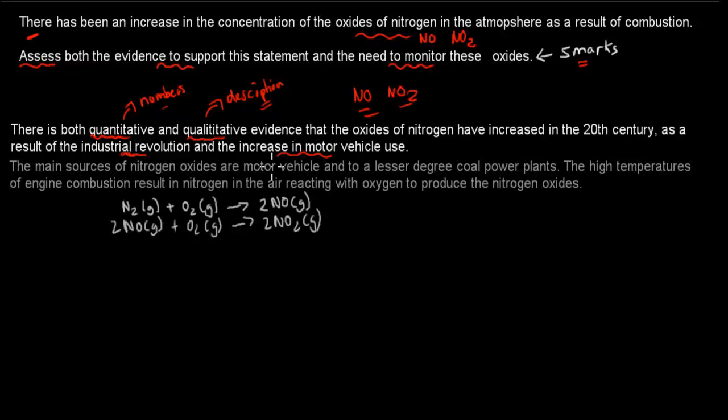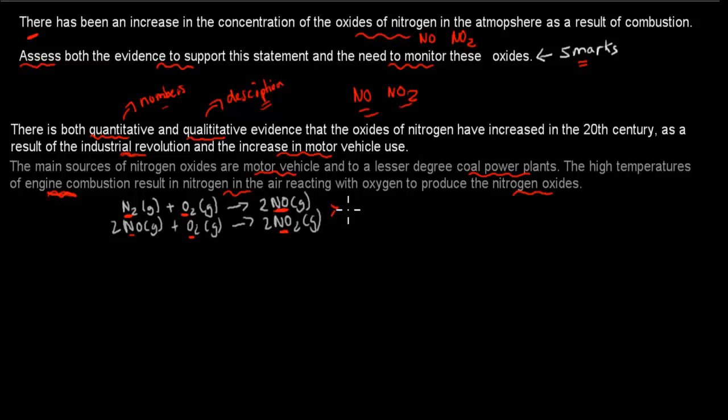The main source of nitrogen oxides are motor vehicles and, to a lesser degree, coal power plants. The high temperatures of engine combustion will result in nitrogen in the air reacting with oxygen to produce nitrogen oxides. So the heat in the engines makes nitrogen react with oxygen to produce nitrogen oxides. And I also included these chemical equations. So here's our nitrogen in the air reacting with oxygen. That happens because of high temperatures. That produces nitrogen monoxide. And then nitrogen monoxide can react with more oxygen to produce nitrogen dioxide.